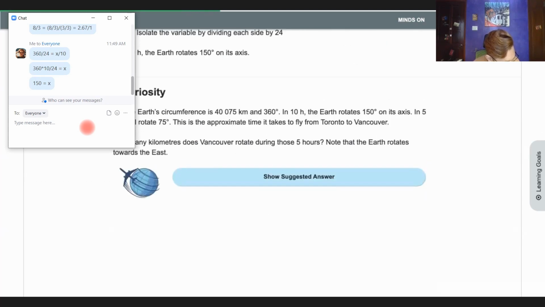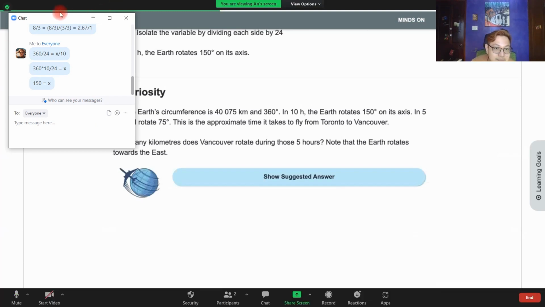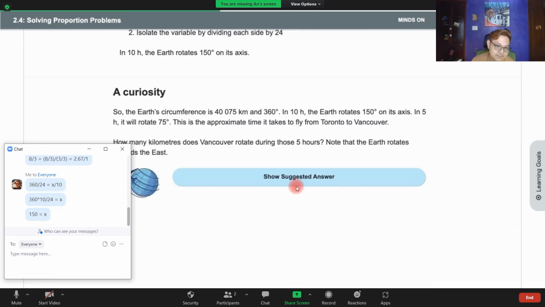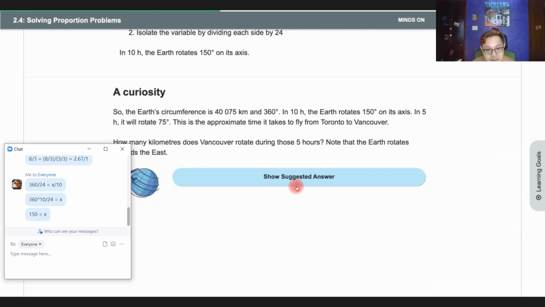So, a curiosity: the Earth's circumference is 40,075 kilometers, and 360 degrees. They didn't even mention, they didn't even include the comma. 40,000 and 75 kilometers. Weird. In 10 hours, the Earth rotates 150 degrees on its axis. So here they give you the answer exactly as 150.